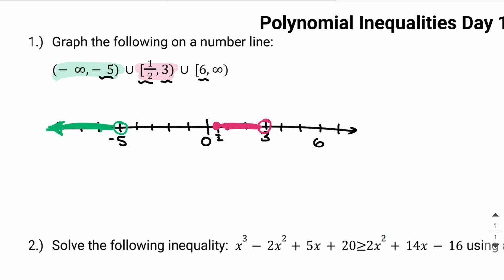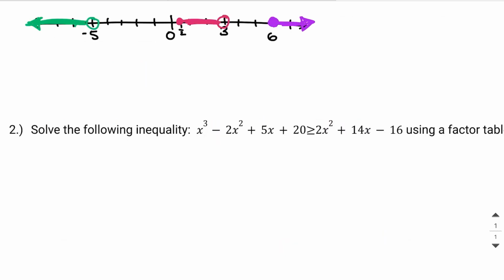And then in our last interval that we have here, we're saying that what we're looking at can be the number 6 or above, and it can include 6. So it would be 6 or higher. Okay, and then we shade in to the right because it could be any number greater than or equal to 6. So now question number 2 says, solve the following inequality using a factor table.